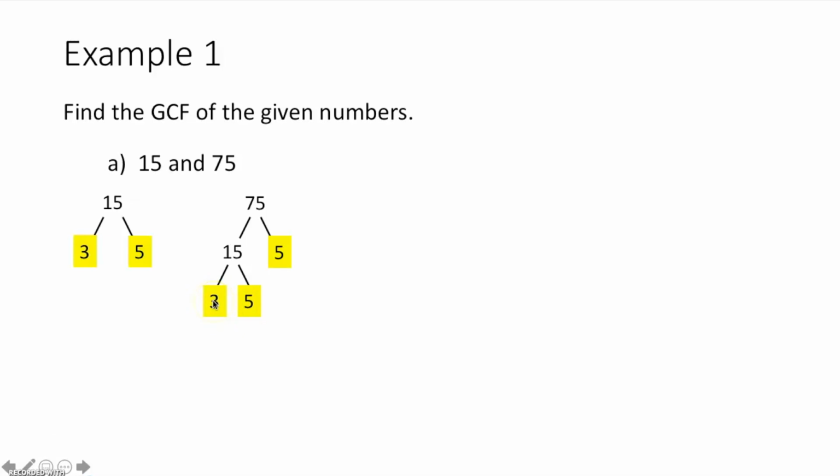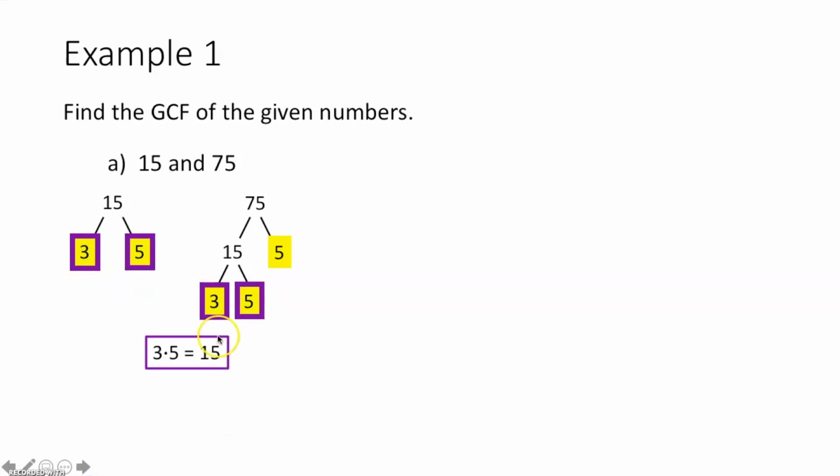Sweet. Now, to figure out what the GCF is, we go ahead and look. What prime factors do these two numbers have in common? Well, they have a 3 in common, and they have a 5 in common, meaning that their GCF, or greatest common factor, is going to be 3 times 5, which is 15. And you say the GCF of 15 and 75 is 15.